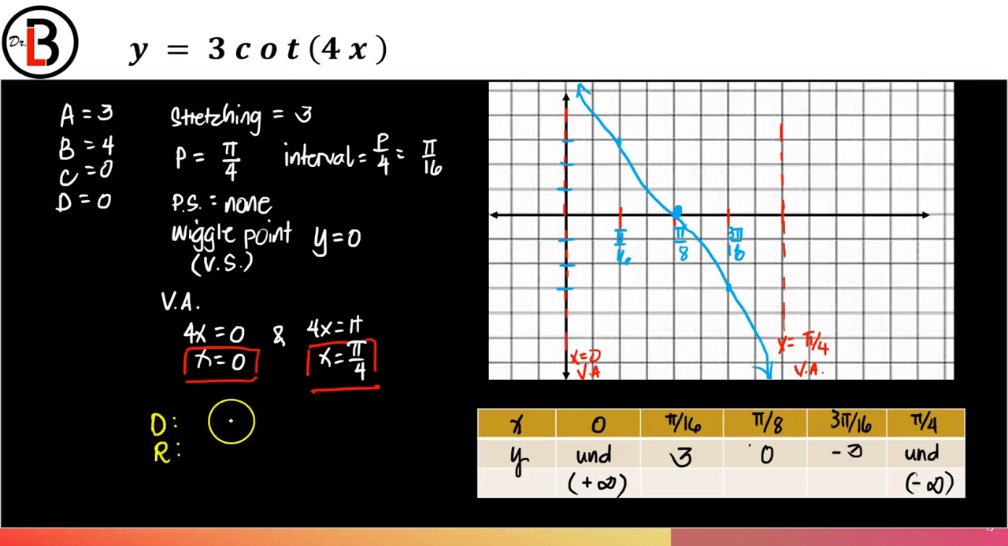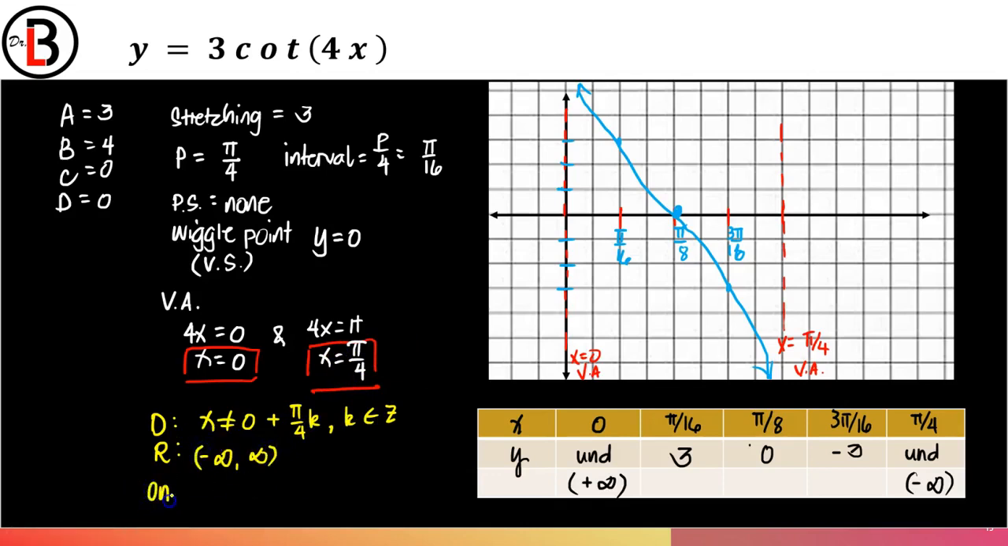So for the domain, I can safely say that x cannot be 0 plus the period, which is pi over 4 times k, where k is an element of the integers. Or if you want, you can just try. When k is 1, it's going to be pi over 4. When k is equal to 2, it's going to be pi over 2. So it's at that interval. And then for the range, it's from negative infinity to positive infinity.